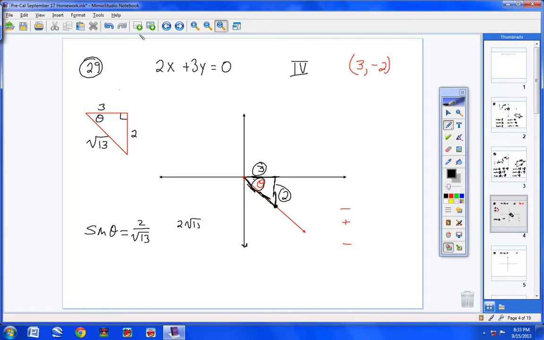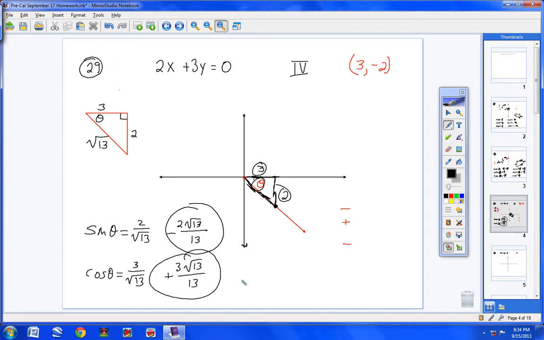Wow, my computer's messing up, guys, so just hold on a second while it catches up. There we go. And notice sine is negative in this quadrant, so I'm going to put a negative sign right there. Now let's find the cosine of theta. The cosine of theta would be adjacent over hypotenuse, 3 over square root of 13. Multiply the top and the bottom by square root of 13. We get 3 square root of 13 over 13. And notice cosine is positive in this quadrant, so I'm going to put a positive sign.